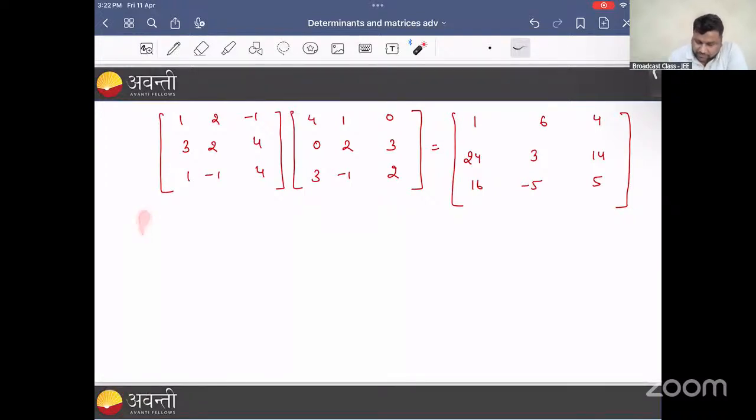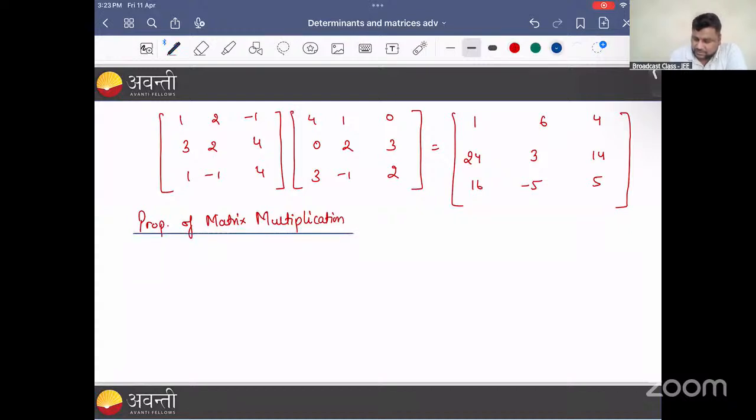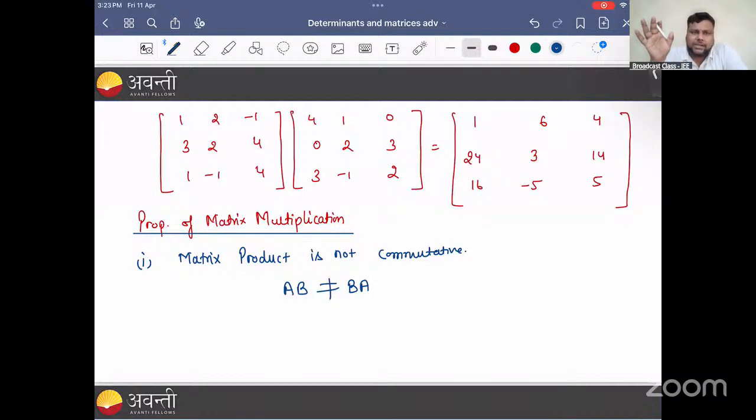Now, properties of matrix multiplication. First property is matrix product is not commutative. Means AB is not equal to BA. Sometimes it can be, but in general, product of two matrices is not commutative.